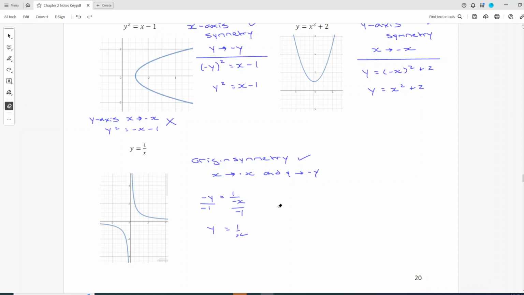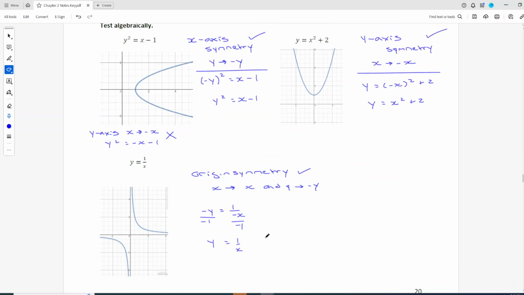Now, just a note of caution, when you do your homework, they don't give you the picture. So you actually have to test all three if you're not sure which one it is. So really, I just wanted to show you each of them passing. But really, if it was a test and it said test algebraically for symmetry, you would test x-axis, y-axis, and origin for all three of these. But I'll only ask you for one and not a whole bunch.